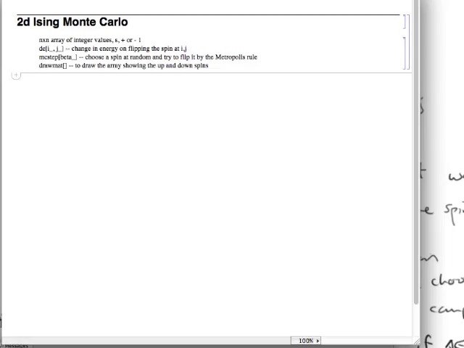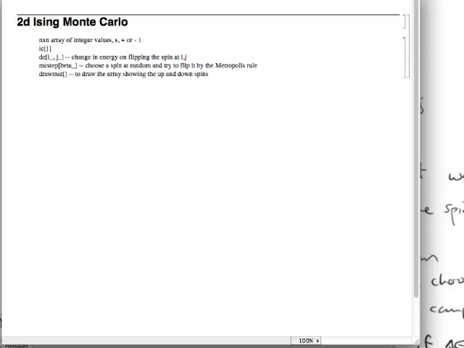Okay. We're going to let the variable s, which is, as I say, a two-dimensional array of plus and minus 1, be a global variable, and we're going to let the size of the array also be global. So we'll just start out by saying, well, we need a function to initialize s. I didn't mention that. And we're going to initialize it to random choices of plus 1 and minus 1.